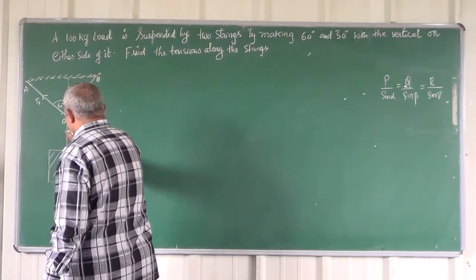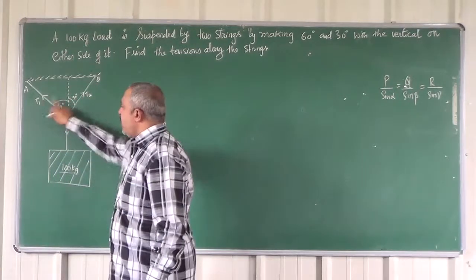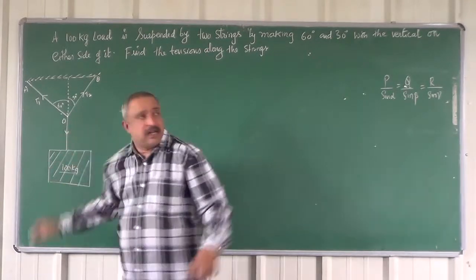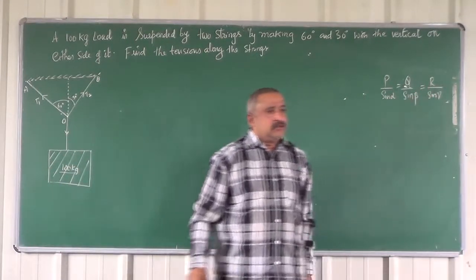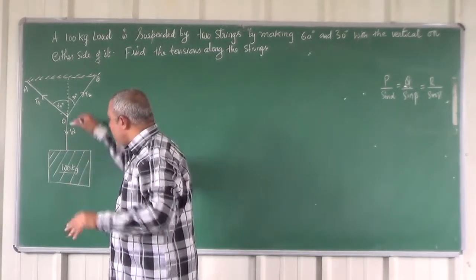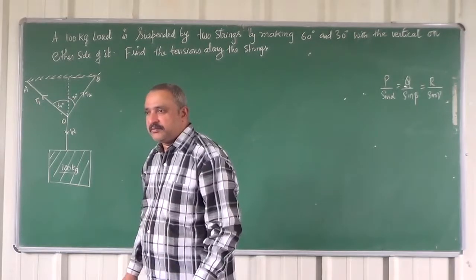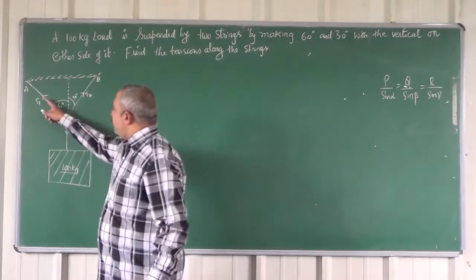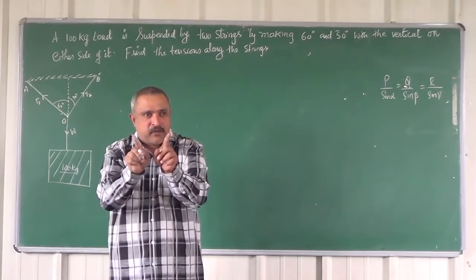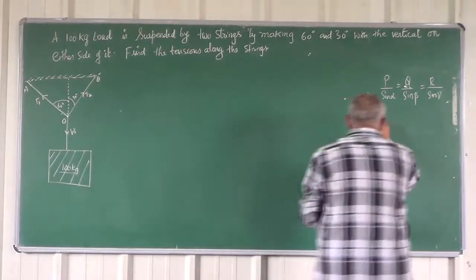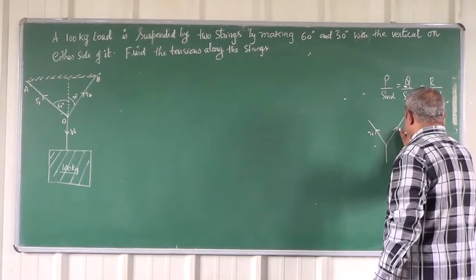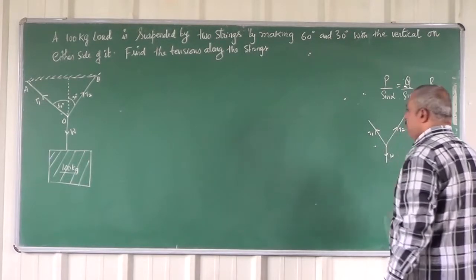And which is the third force here? T1 and T2 are the tensions in the string. What should be the third force? For Lami's theorem there must be three forces. This third force is the weight of the load acting vertically downwards. So now you have T1, T2, W, three concurrent coplanar forces in equilibrium. Yesterday I wrote the diagram of Lami's theorem. This is T1, this is T2, and this is W.